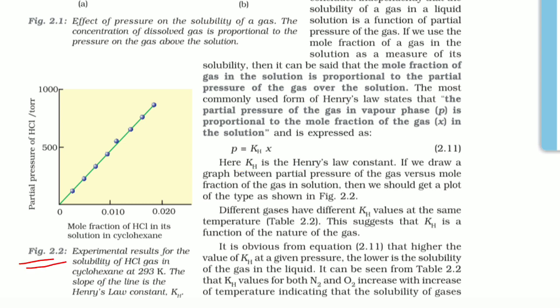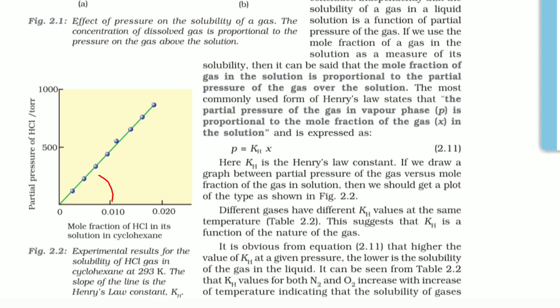Here in the y-axis they represent the partial pressure of HCl, and the unit taken is torr. And in the x-axis they use the data for the mole fraction of HCl in its solution in cyclohexane. So that means the solvent is cyclohexane. So here we can get a straight line, and by using the slope, or you can say the tan theta.